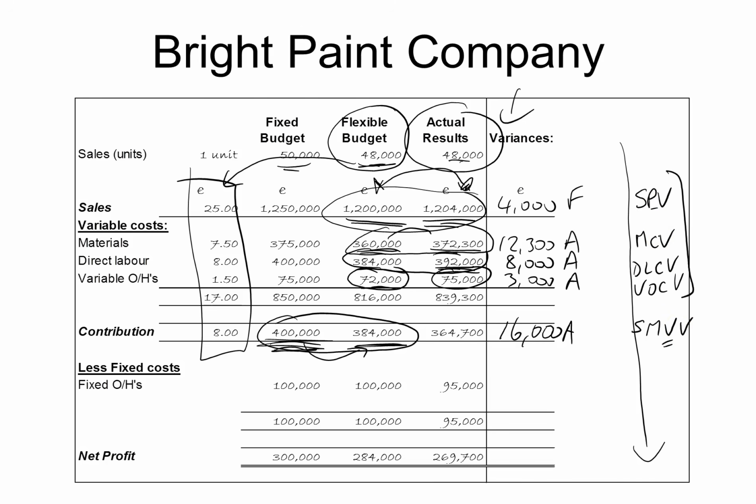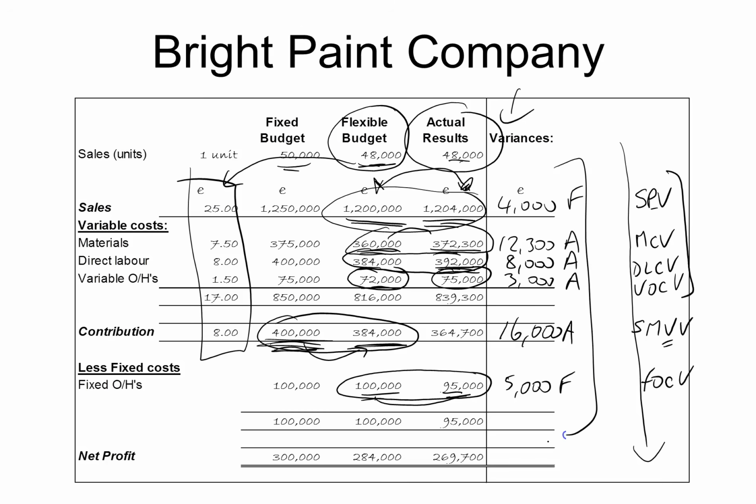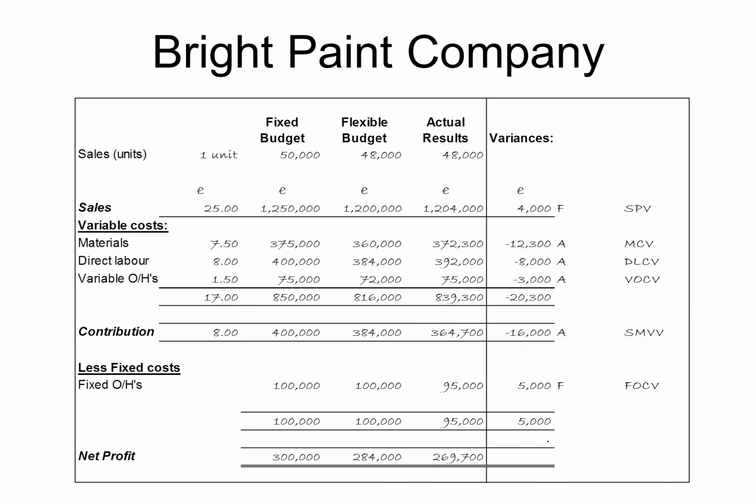And then the final one we're going to look at is the fixed overheads. I'm going to compare these two. This is a cost variance again. The difference there is 5,000. We would expect the fixed overheads to be 100,000. They in fact came in at 95,000. Costs have gone down, so that is a favourable variance. Now you could call this the fixed overhead cost variance. Okay, so there are our top line variances. So if I just tidy those up a little bit, that's what we have.